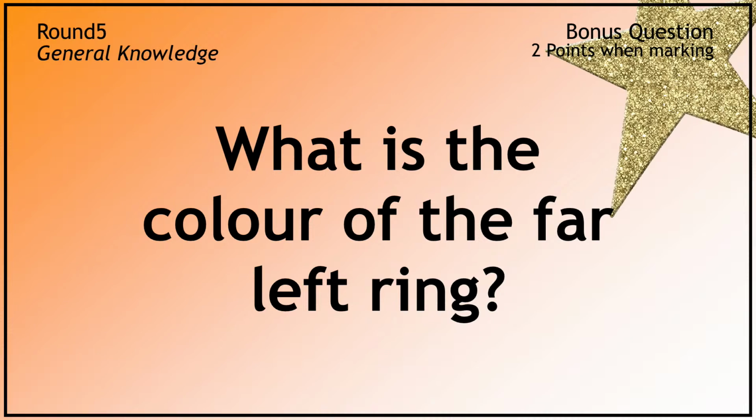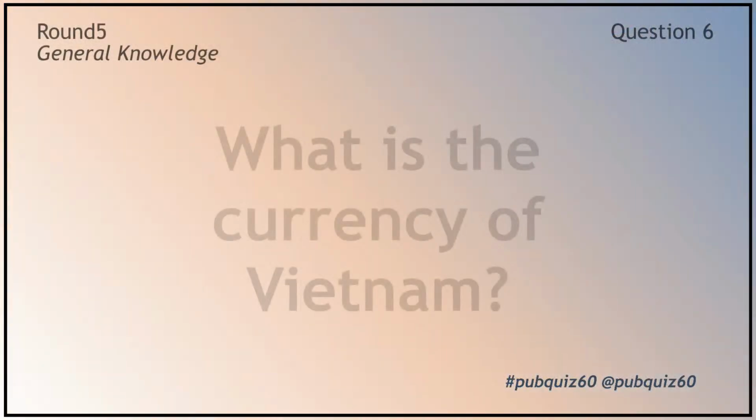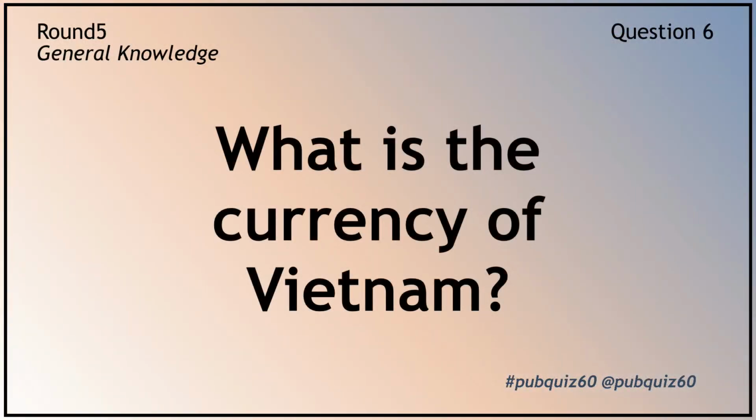So that's the last bonus question, the last possible 2-point answer. And we'll go back into the single point questions. Question 6 in general knowledge is: what is the currency of Vietnam? And again, 20 seconds there on the clock.